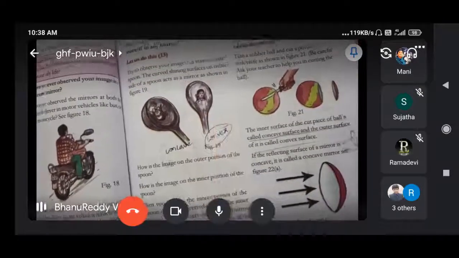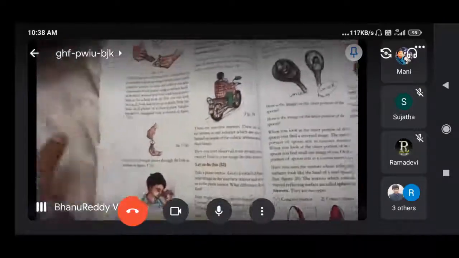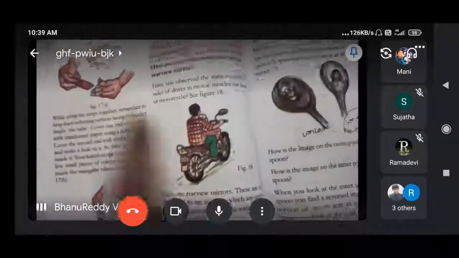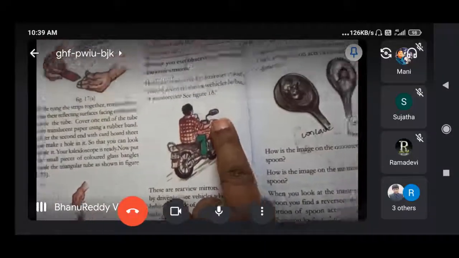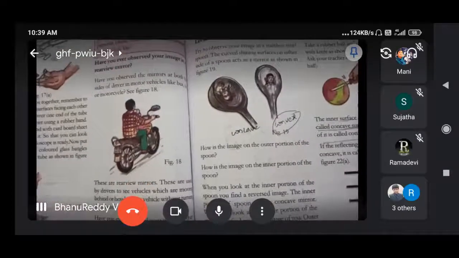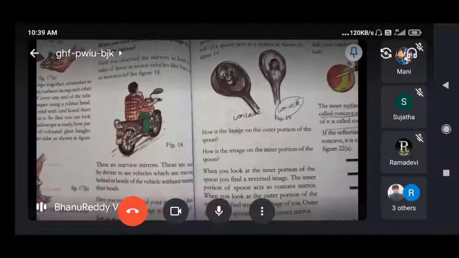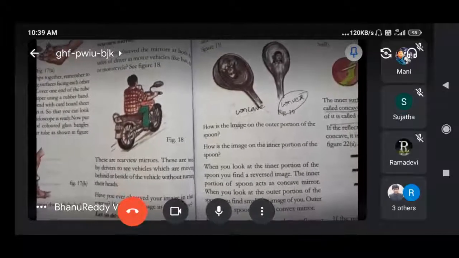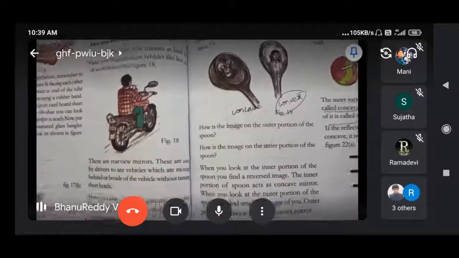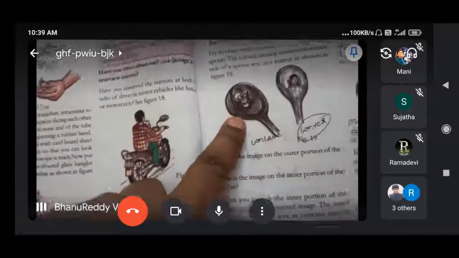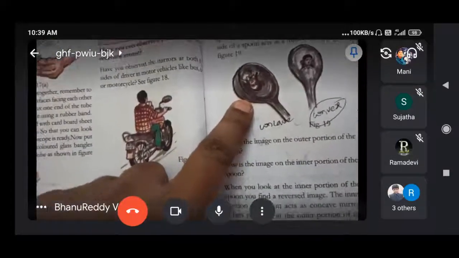And from a larger distance, it has a rear view. From a larger distance it can also capture, so that's why in vehicles we use rear view mirrors, and those are convex type. And the inside portion of the spoon gives an inverted image. Inverted, okay? Concave mirrors give an inverted image.